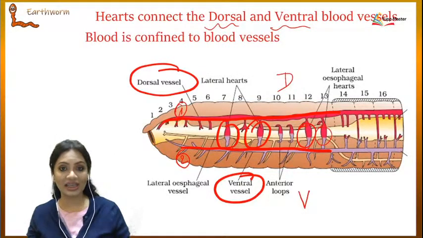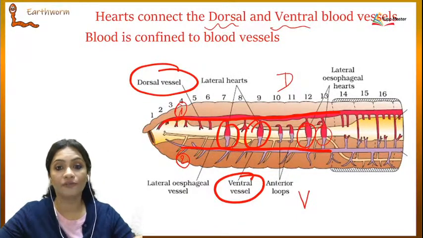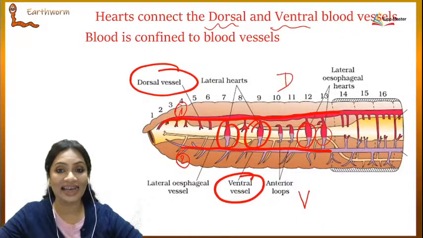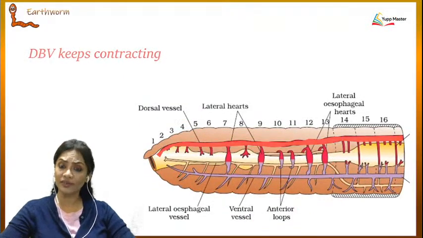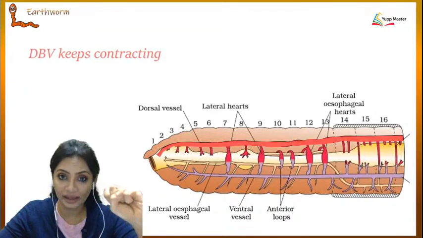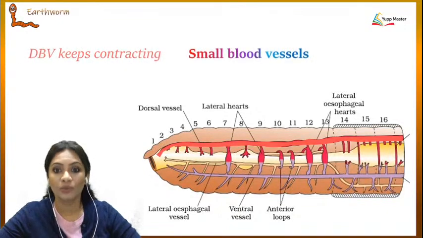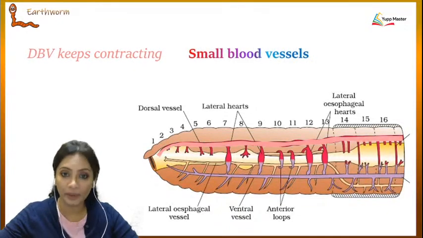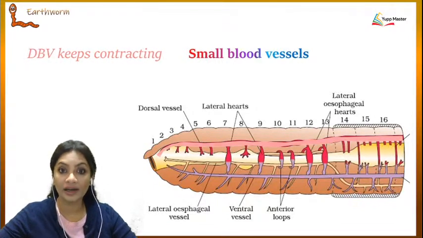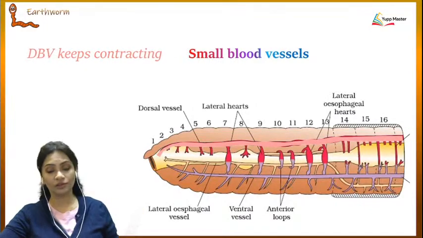Okay, also we see, because this is a closed circulatory system, blood is confined to the blood vessels. You will not find blood out of the blood vessels at all. All right. Also we see that this dorsal blood vessel is going to keep on contracting, and because of those constant contractions, this is going to enable the blood in the small blood vessels. Now we know that blood and oxygen and nutrition has to reach each and every tissue of this earthworm, right?